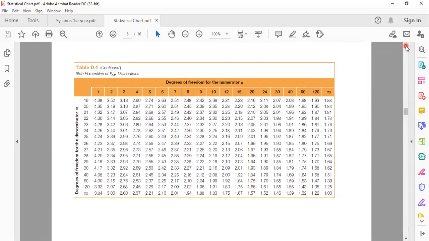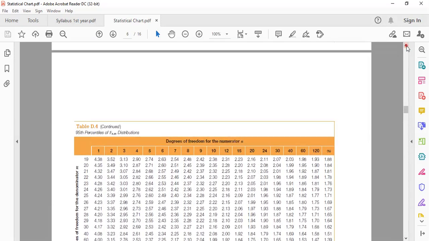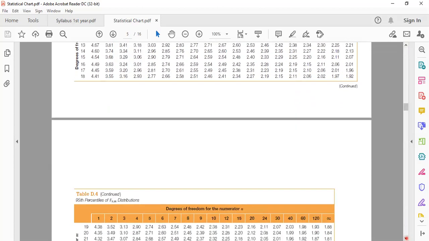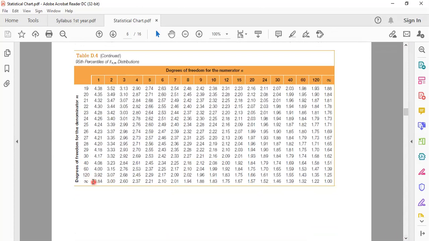They have started taking the degree of freedom from 1 till they go up to 120. And here you see that this particular table has been continued from the previous page, but here they have mentioned the term 95th percentile, and you know that 95th percentile and 5% level are the same thing. 95th percentile is complementary to 5% level of significance.